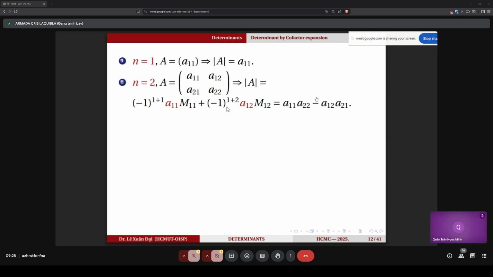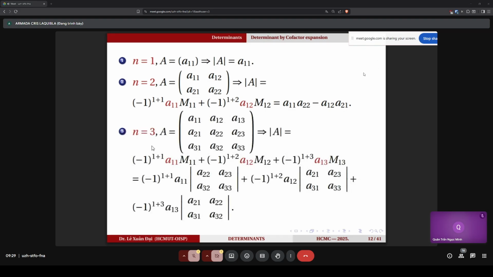Next, you have A12. If you pick A12, that becomes negative 1 to the power of 1 plus 2, because that is the placement, 1, 2. So 1 plus 2 is 3, and negative 1 to the power of 3 is a negative number. And then what is your M12? Remove the first row and the second column. The remaining number is A21. You multiply A21. This is your M12.